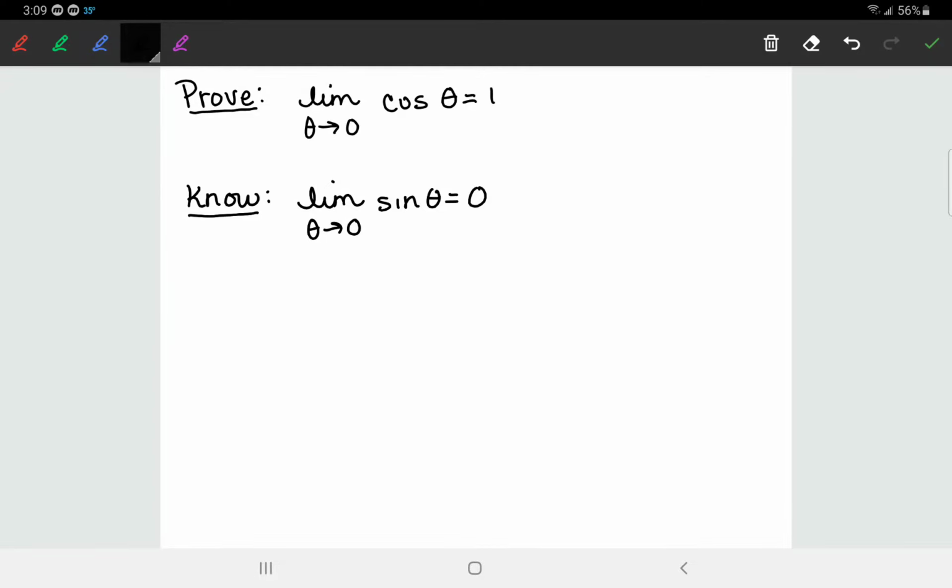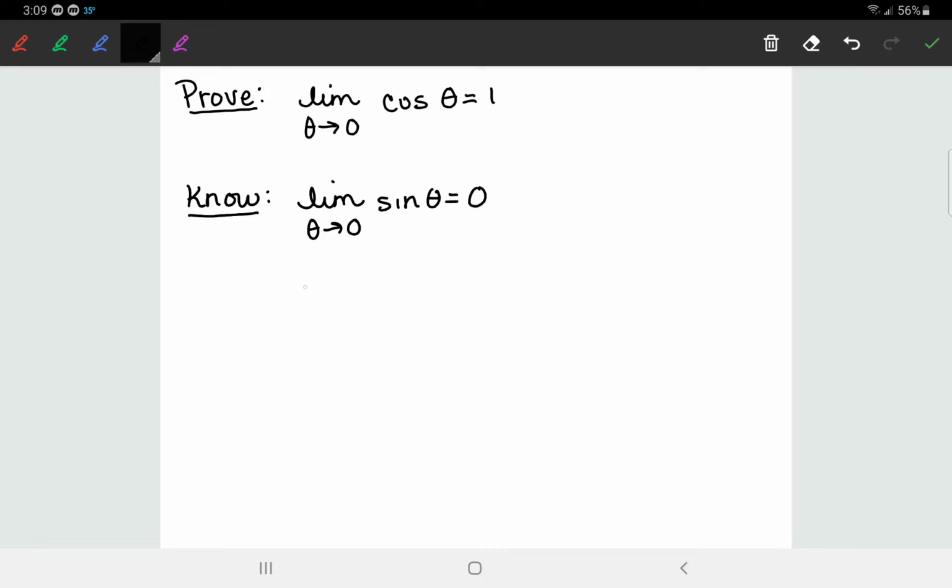Okay, let's prove that the limit as theta approaches 0 of the cosine of theta is equal to 1. Now we know that the limit as theta approaches 0 of the sine of theta is equal to 0. We just proved that in our last video. We also know something else.